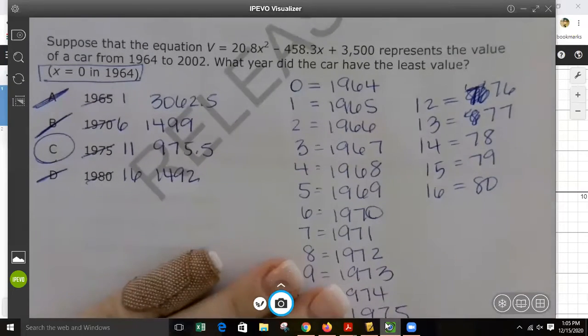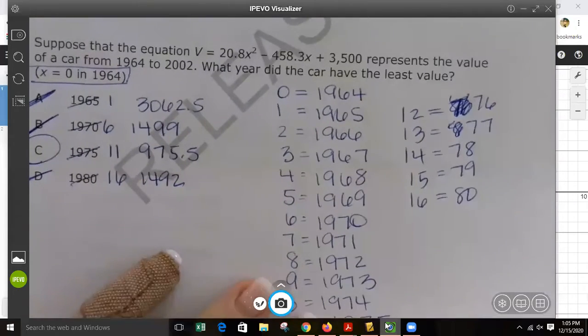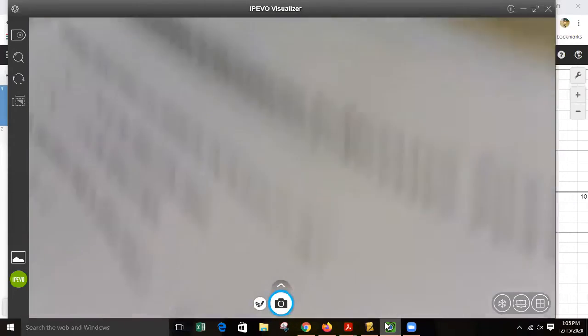That's it. And again, you guys use Desmos. Good gracious, use Desmos.